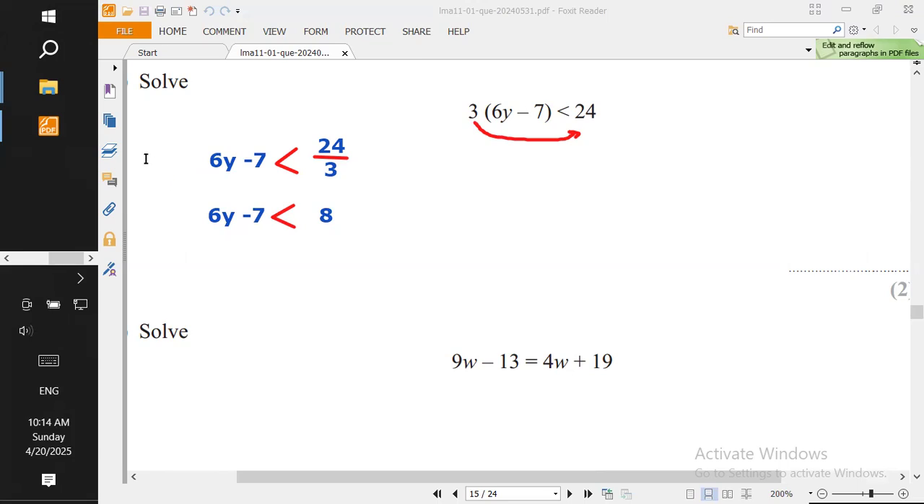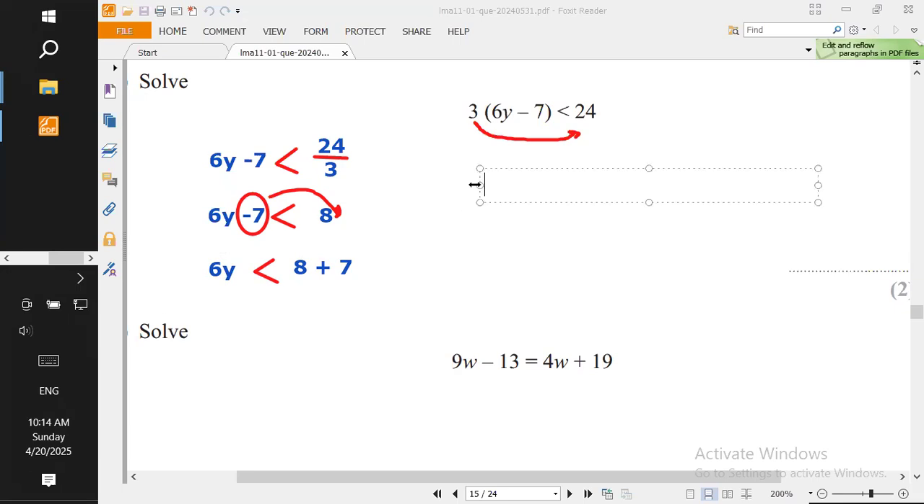Now, I'm going to follow the steps of algebraic simplifying. I'm going to take the negative 7 to the other side here. And I'm going to change the sign. So it's going to be positive 7. So 6y, and then the inequality sign, like this. And we have 8, sorry, plus 7. Because it was minus 7, it became plus or positive 7.